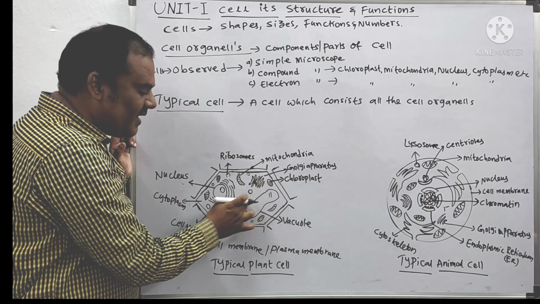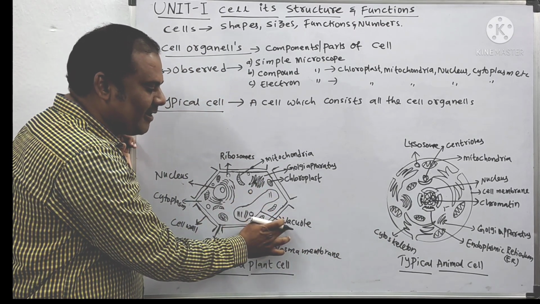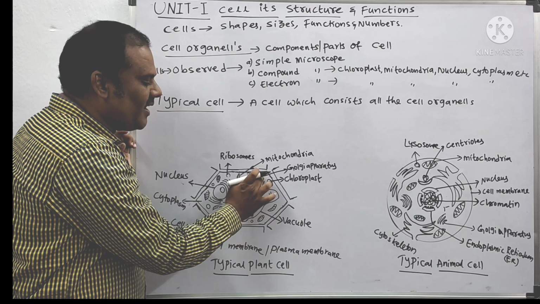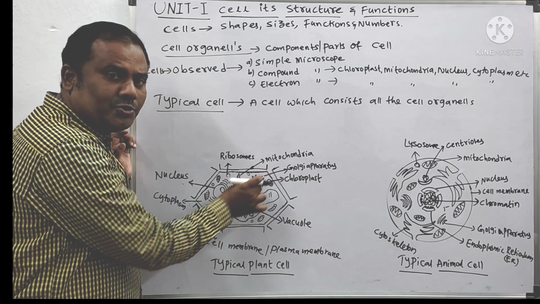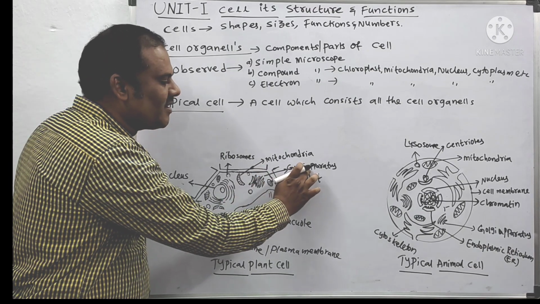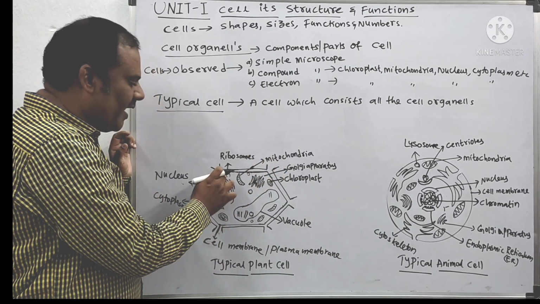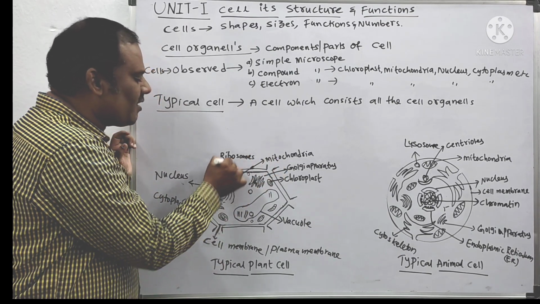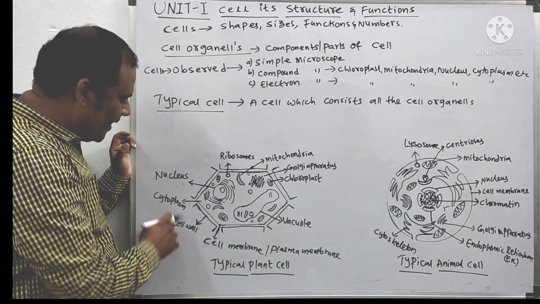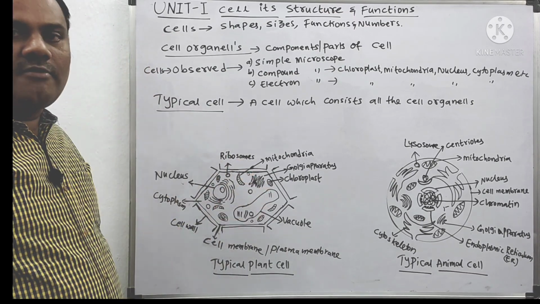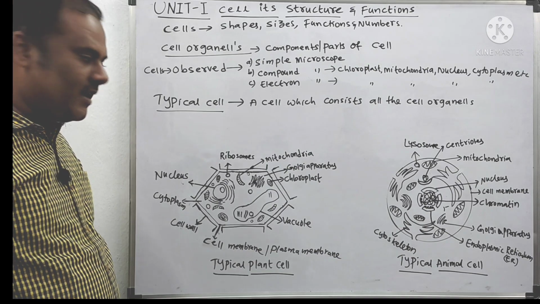Next, a large empty sac-like structure is called the vacuole. Next, extended tube-like or sheet-like structures are called the Golgi apparatus. And next, mitochondria, and circular structures called ribosomes. These are some of the parts of the plant cell.